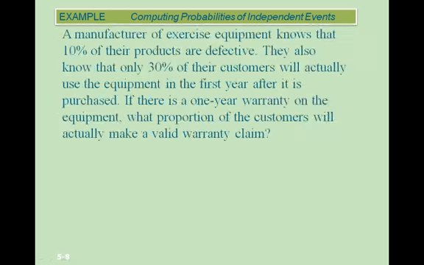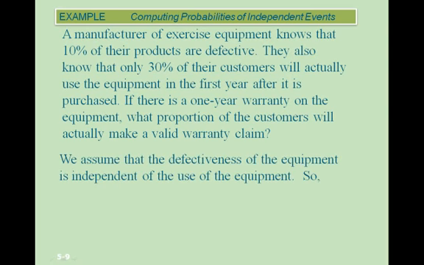In this example, a manufacturer of exercise equipment knows that 10% of their products are defective. They also know that only 30% of their customers will actually use the equipment in the first year after it is purchased. If there is a 1-year warranty on the equipment, what proportion of the customers will actually make a valid warranty claim?